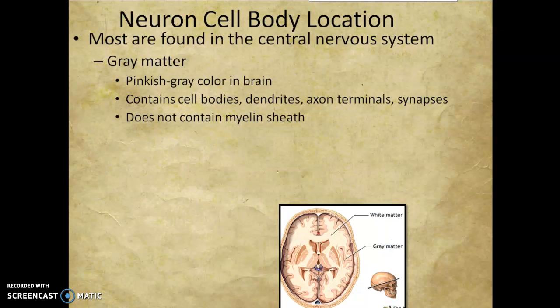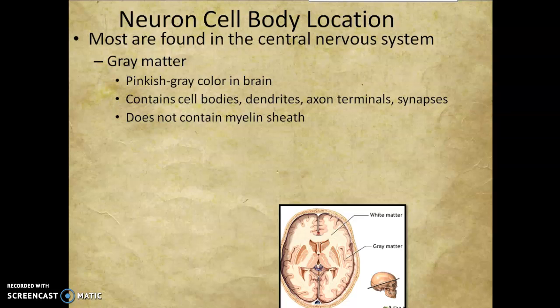Now most of these neurons are found in the central nervous system. You do have them in your peripheral nervous system, but your central nervous system has a lot more of them, especially, they're a lot more condensed. Now most of them are going to be found in the gray matter. A lot of times people have heard this term before, sometimes on TV shows, or sometimes people just say it in common speak.